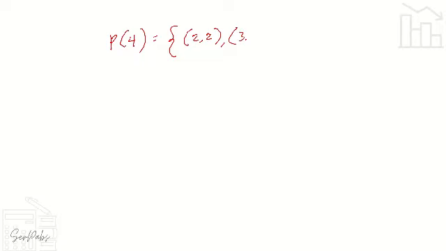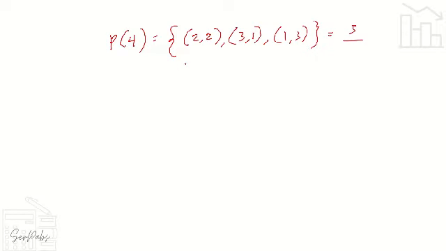Pangalawa, we have 3 and 1. And then pangatlo, we have 1 and 3. Okay, so meron tayong 3 combinations that will produce 4. So therefore, that will be equal to 3. And what will be our denominator?